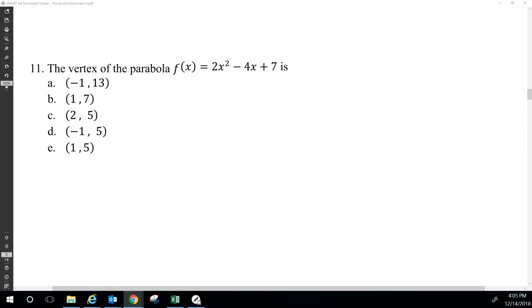We are on number 11. It says the vertex of the parabola, I should say of f of x, is what? In order to find the vertex, we need to put this in vertex form, which means we need to complete the square. So first I'm going to separate out 2x squared minus 4x and kick the plus 7 to the curb.